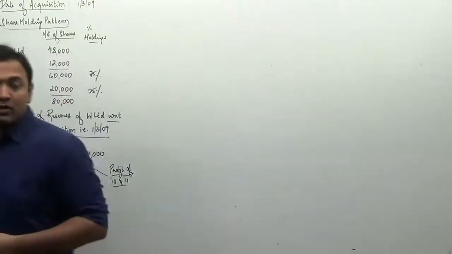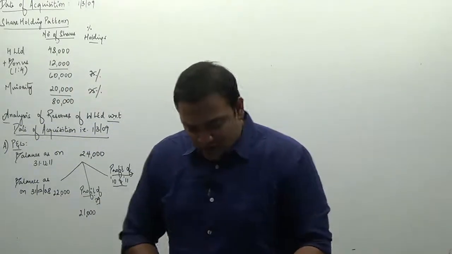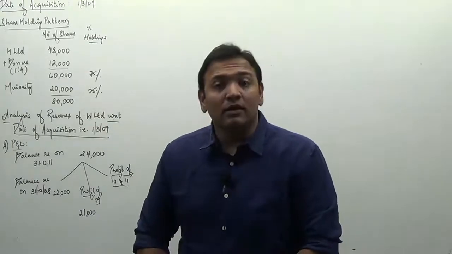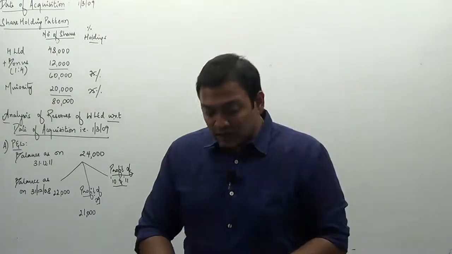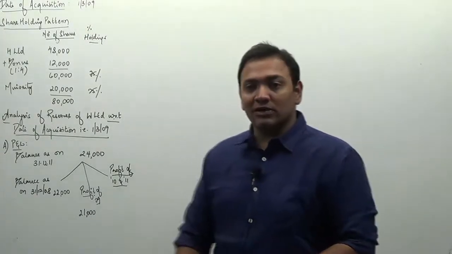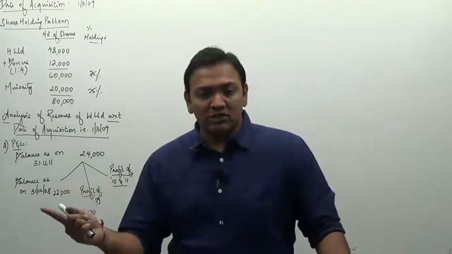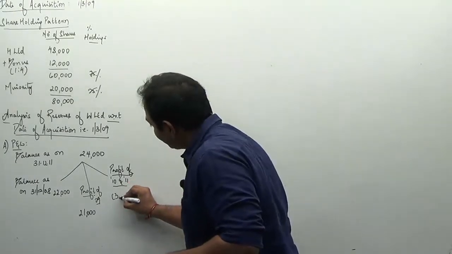Guys, relax. Now, if you observe, 2010 profit is 7,000, dividend declared 6,000. What is the remaining profit? 1,000. 2011, loss of 4,000. Profit of 1,000 in 2010, loss of 4,000 in 2011. Basically, this figure should be a negative 3,000.